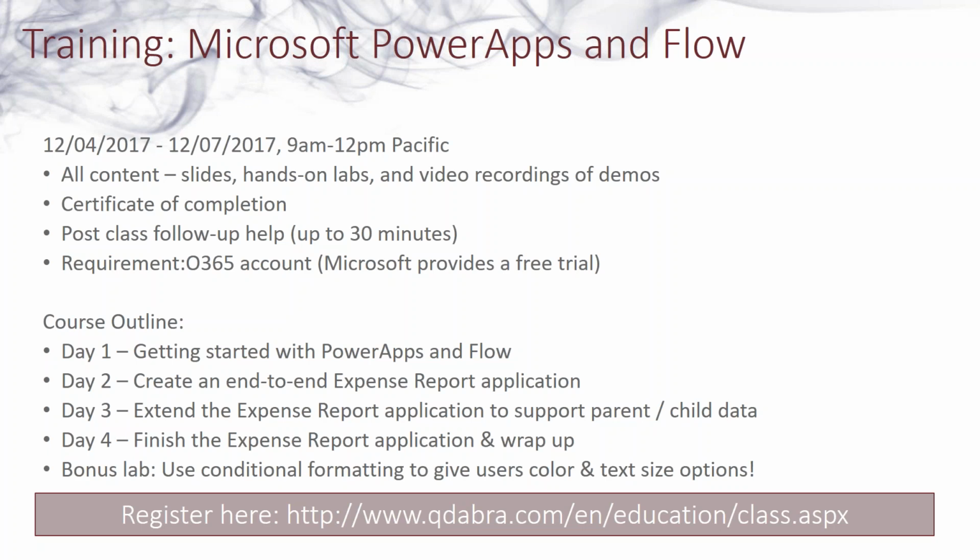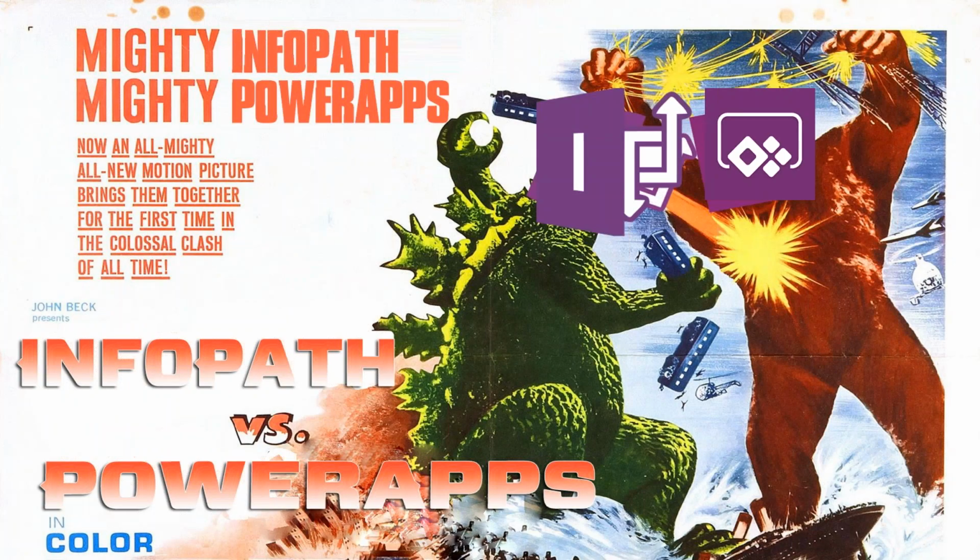Moving on, let's get started with today's webinar. So here's a representation of our agenda today. We're going to talk about InfoPath versus Power Apps, and I felt like King Kong versus Godzilla was a great way to introduce it. And Elmel helped me with the graphic, so this was a team effort.